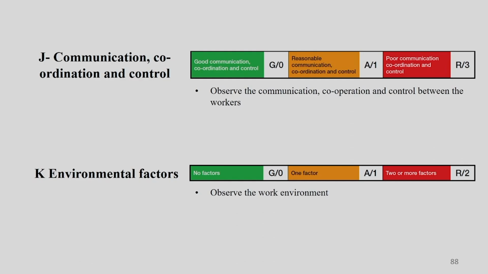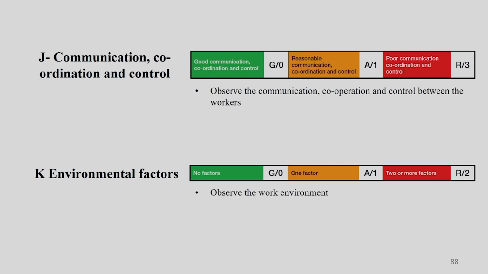So, if there is nothing, then it is green and 0. If there is 1 factor, that is amber and 1. And 2 or more factors, then it is red and 2. Fine. So, we arrived at all these values and color detection for team handling operation.